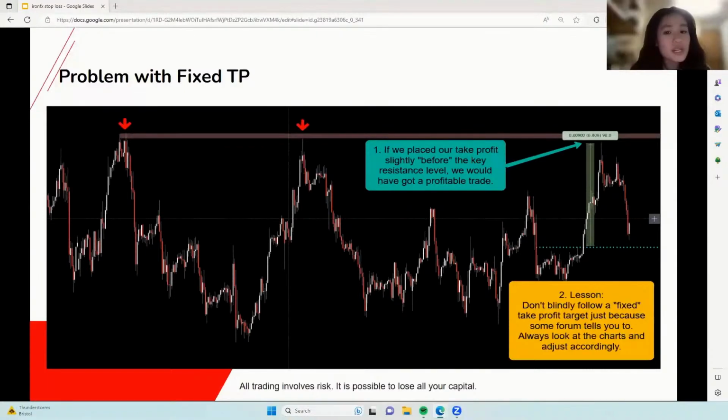Okay, so here we see an alternative scenario. If we had placed our take profit before the key resistance level, which means just slightly below, we would have got a profitable trade because price would have nicely touched our take profit. So it's important to look at the charts and then adjust your take profit and stop loss accordingly. The lesson here is to not blindly follow a fixed take profit target just because some forum or education platform tells you to, because you always want to look at your charts and adjust accordingly, since each chart is different.